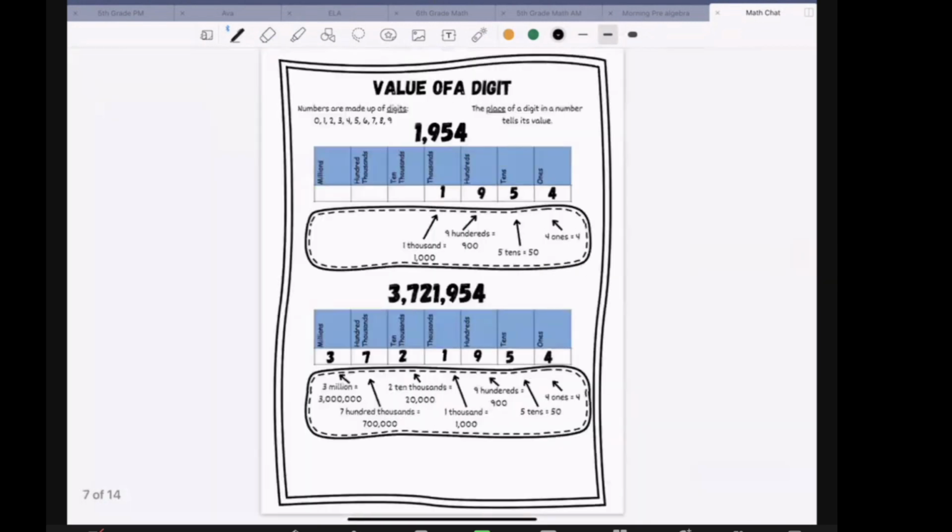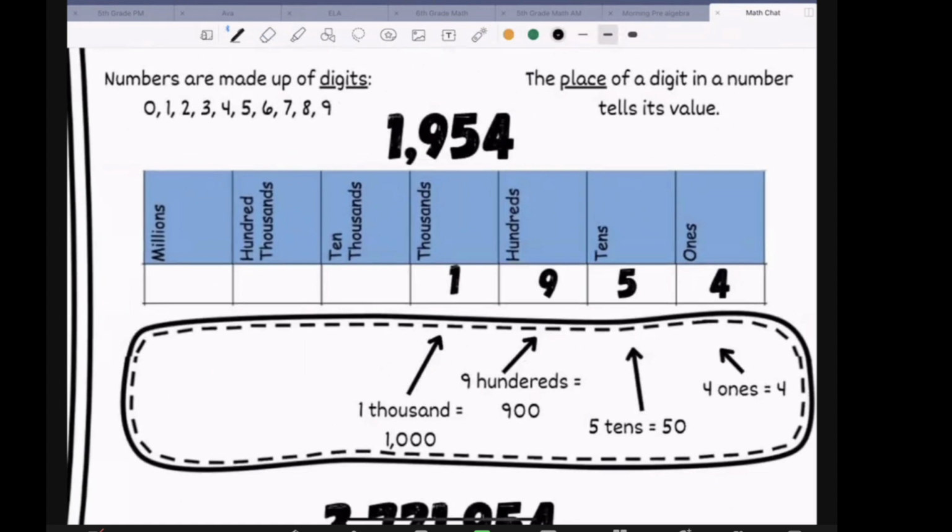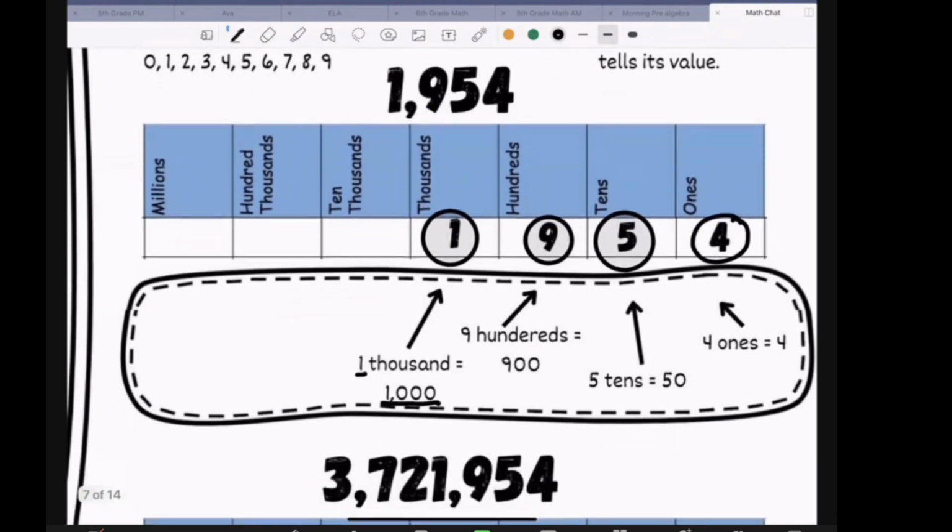Okay, let's take it up a notch. Let's do thousands all the way up to millions. All right, so now we have the number 1,954. In another video, we cover how to say larger numbers. So our 4, again, is worth 4. Our 5 is worth 50. Our 9 is worth 900. So here you have a 1 in the thousands place. Since it's in the thousands, you're going to say 1 times 1,000 is 1,000. That 1 is worth 1,000.